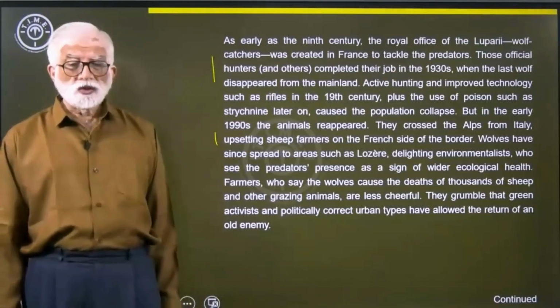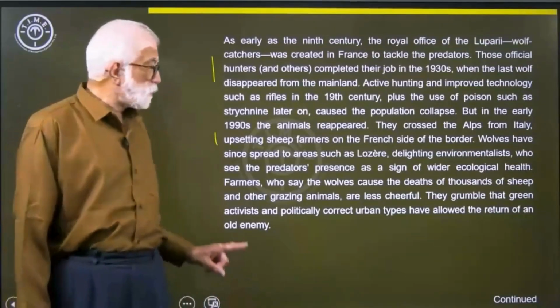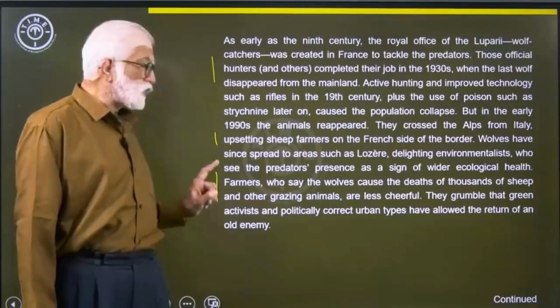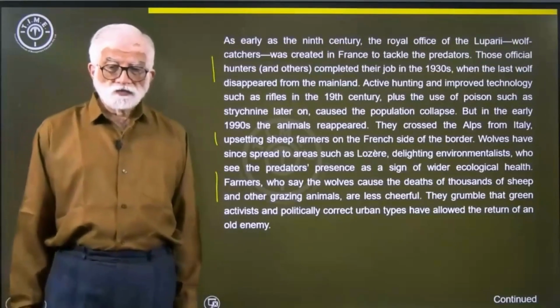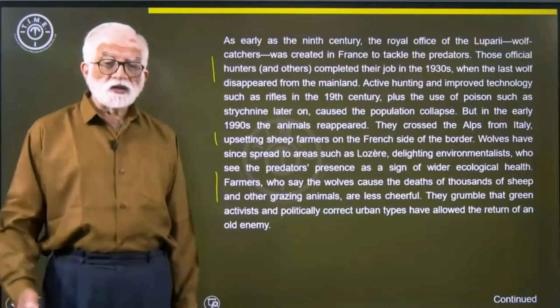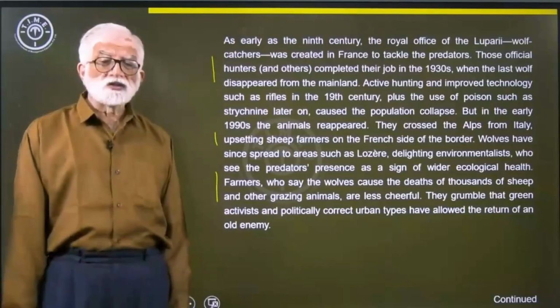Farmers who say the wolves cause the death of thousands of sheep and other grazing animals are less cheerful. Again, this is a repetition of an idea. We already have this idea given to us in the introduction, right? So farmers are less cheerful. They grumble that green activists, meaning those who are environmentalists or wildlife protection conservationists and so on.